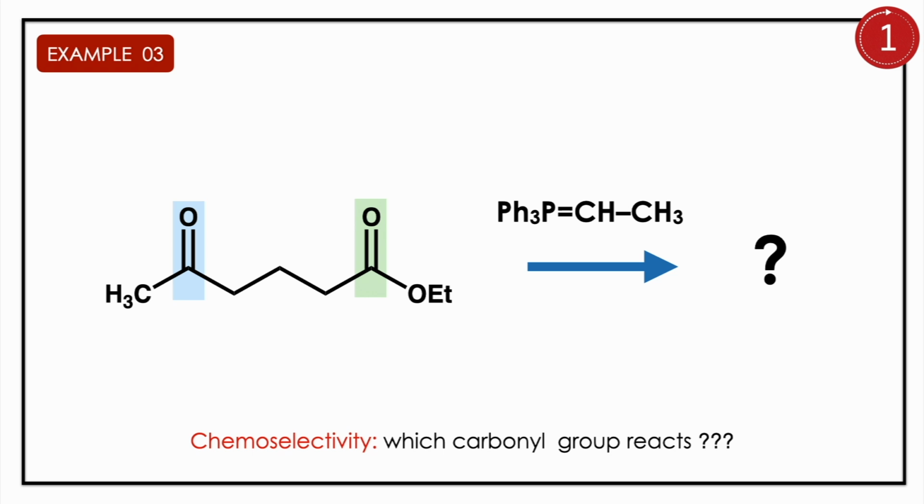Then the next reaction. Here you have a linear compound with two carbonyls. One is a ketone, another is an ester. You are reacting with phosphine with CHCH3. You should find what will be the final product.